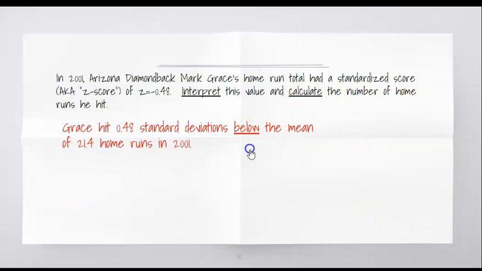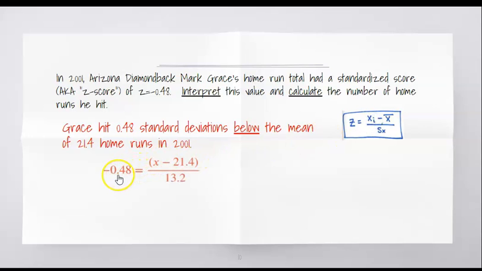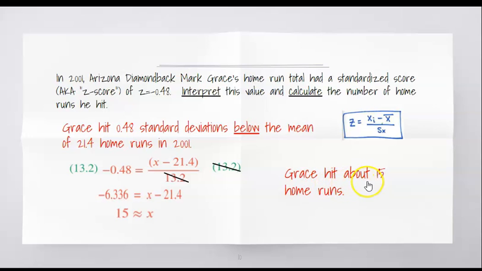Now, to calculate the number of home runs he actually hit, we're going to use our z-score formula. The observation is what we don't know, okay? So I'm going to plug in what I do know. I do know that his z-score is negative 0.48. I do know that the average in 2001 was 21.4 and the standard deviation was 13.2. So now it's just algebra to solve. I'm going to multiply both sides by 13.2, and then I'm going to add 21.4 to both sides. And I get approximately 15. You can't have half a home run, so we're just going to round it to 15. So interpret this, I would say Grace hit about 15 home runs that year. That's all there is to it.